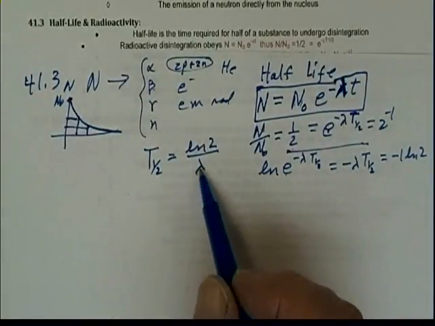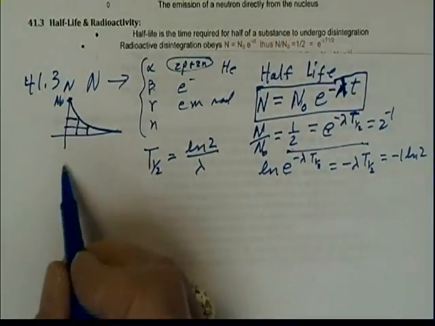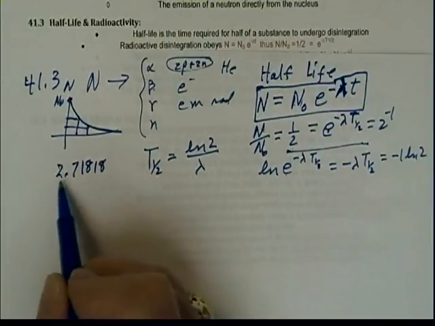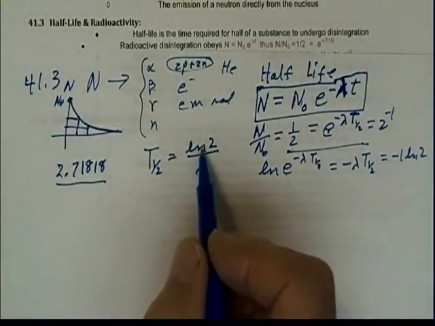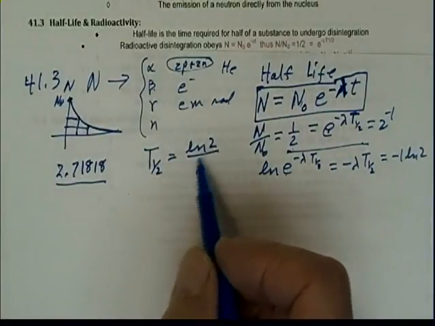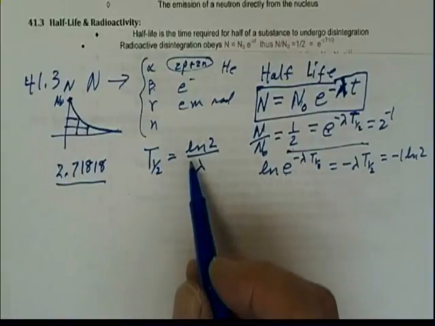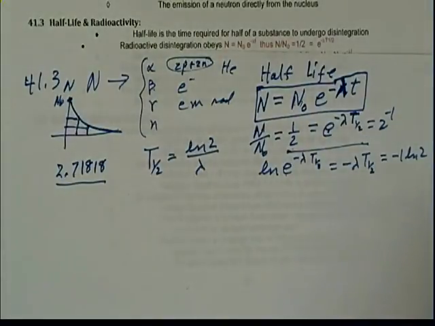So 1 over lambda is about equal to the half-life. Why? Because the natural log is based upon 2.71818 and so forth, and that's kind of close to 2. I mean, it's not really, but it's reasonably close. So 1 over lambda is very strongly related to the half-life. To do it exactly, you take the natural log of 2, divide by lambda, and that gives you your half-life.